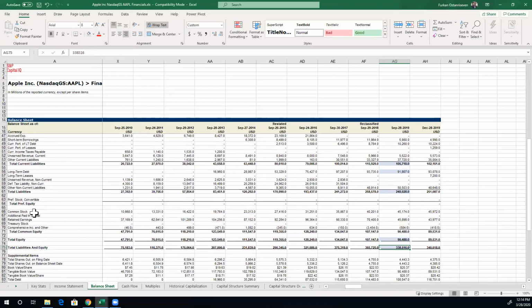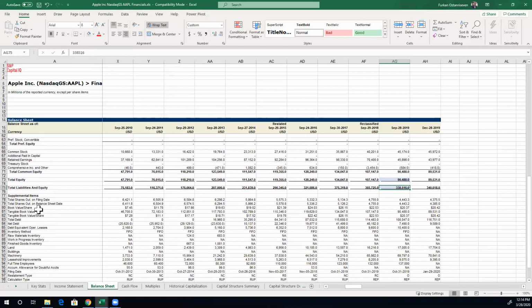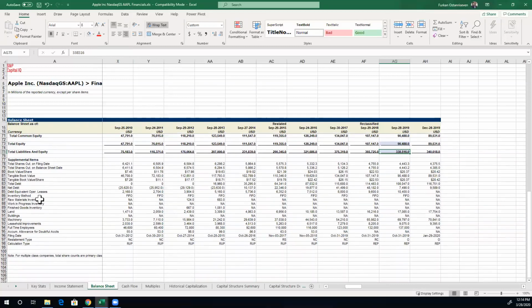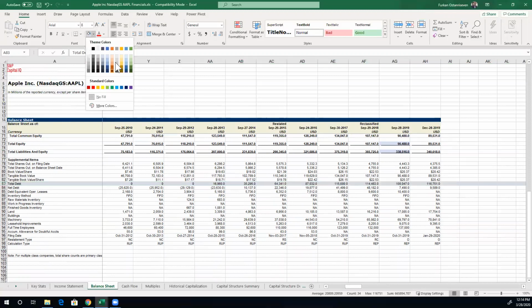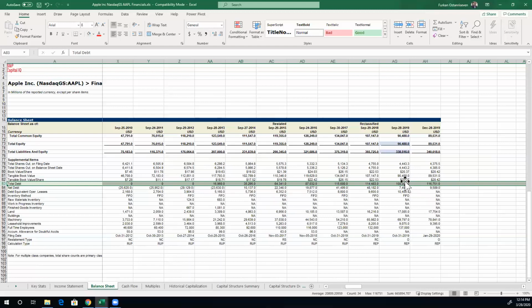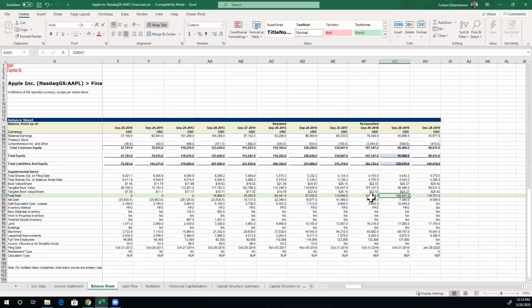But another thing that I like to see is what is the total debt that Apple has. So if you look at row 83, you will see here that the total debt that Apple has is $108 billion. This is the debt that's long-term and short-term together that we have to pay interest payments on.